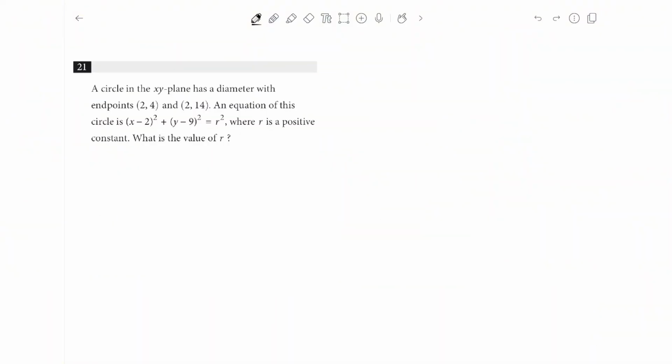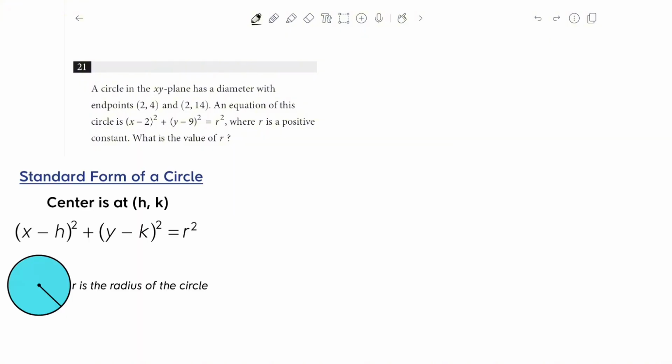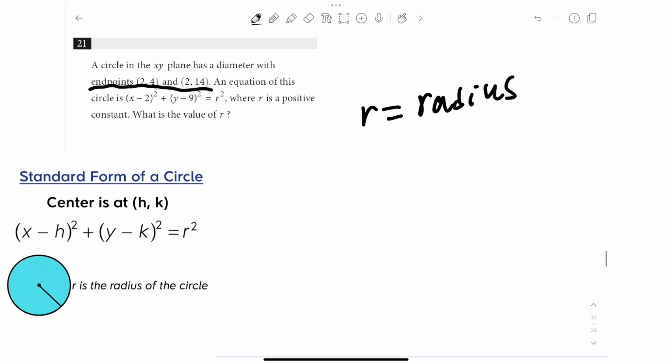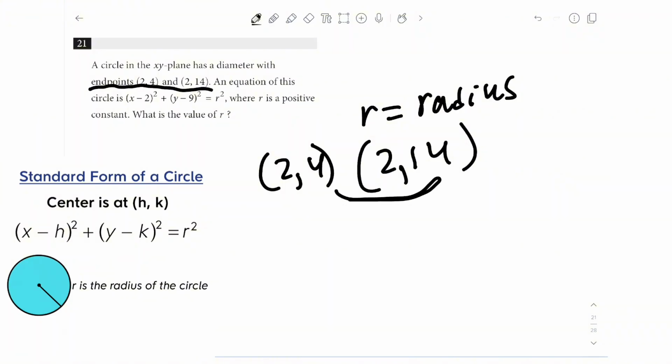Alright, so question number 21 says that a circle in the xy plane has a diameter with endpoints 2, 4, and 2, 14. And then it gives us what the standard equation of this specific circle is. And so as r is a positive constant, what is the value of r? So if you know what the standard equation of a circle is, r is the radius. And they tell us the endpoints of the diameter. So we can realistically find the diameter. They both have 2 in common, so that just means that they're 10 points away from each other if we just did 14 minus 4. So if the 2 endpoints of the diameter from one side to the other side of the circle are 10 units, that means our diameter is 10 units. So what does that mean about the radius? The radius is half of the diameter.